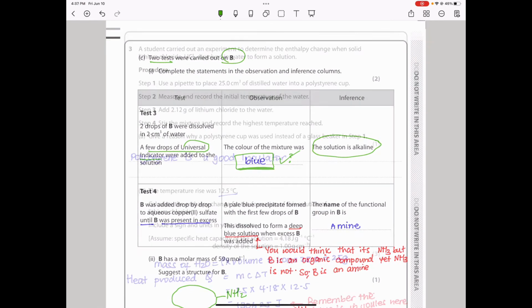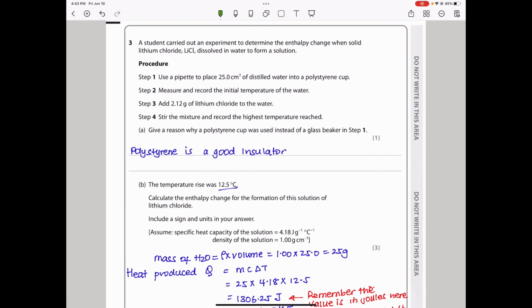I think you can see someone carried out an experiment to determine the enthalpy change when solid lithium chloride dissolved in water to form a solution. So the procedure was step one. Use a pipette to place 25 centimeters cubed of distilled water into a polystyrene cup. Measure and record the initial temperature of the water and add 2.12 grams of lithium chloride to the water. Then stir the mixture and record the highest temperature reached. They say A, give a reason why a polystyrene cup was used instead of a glass beaker. Of course, a polystyrene cup is a better insulator than a glass beaker. You guys know glass is not that much of a good insulator.